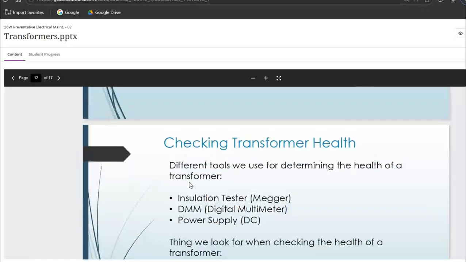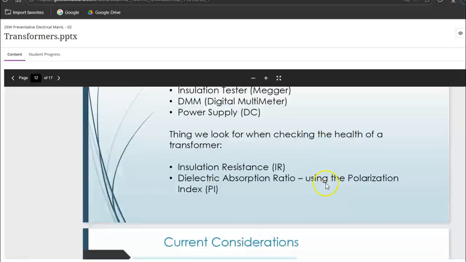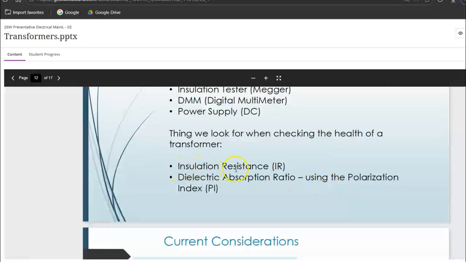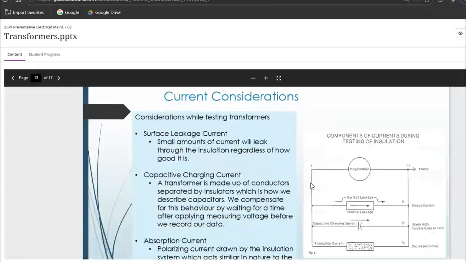Now, a quick summary. How do we check a transformer? Insulation tester, that's a megger. It only tests insulation. DMMs, digital multimeters, get the winding resistance, and you can do a DC test on it. What do we look for? The insulation resistance, the dielectric absorption ratio using the polarization index, and we check the winding resistance.